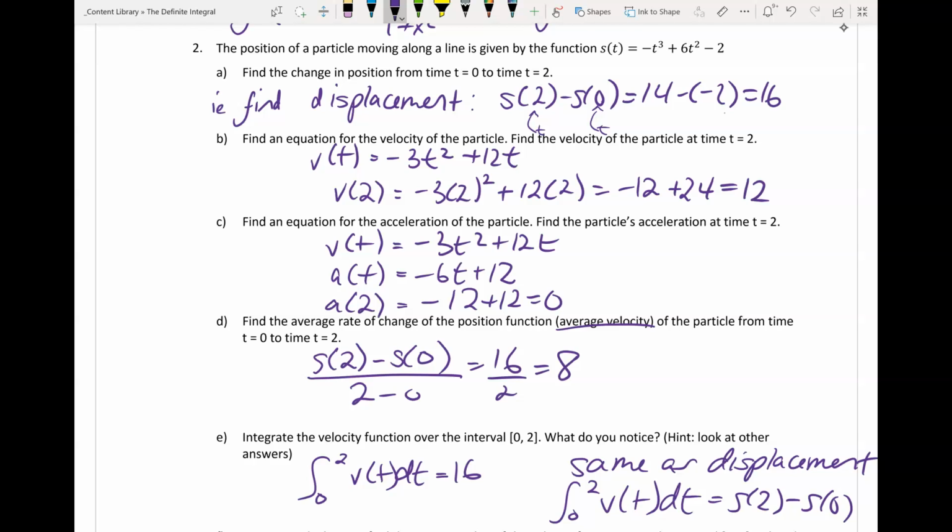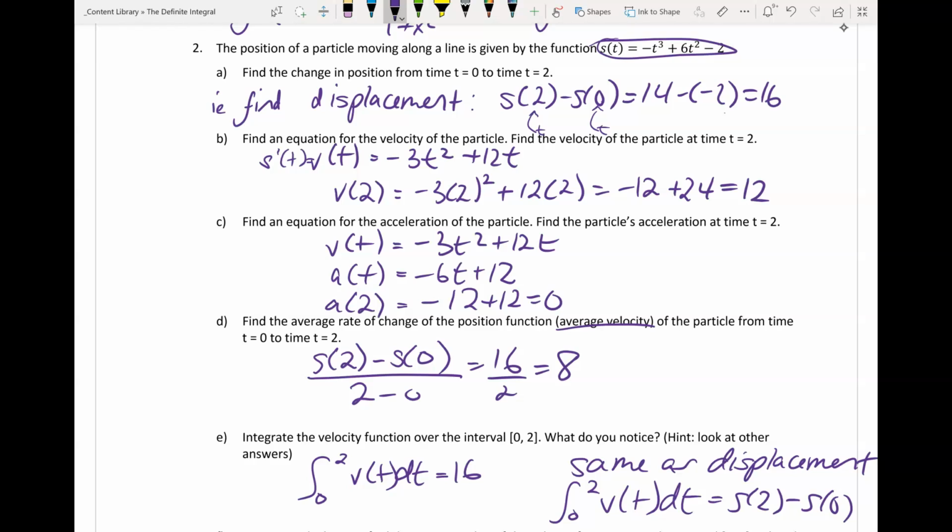To find velocity, we need to take the derivative of our position equation. So v of t is the derivative of this, so that's why we have negative 3t squared once you take the derivative. Bring the 2 down, that's 2 times 6 is 12t. And then we'll plug in t equals 2 in this v of t equation, and then we're done.